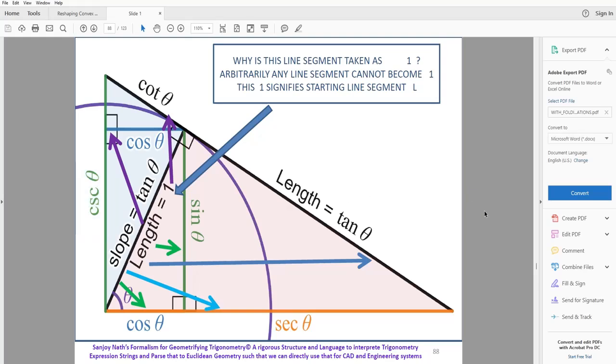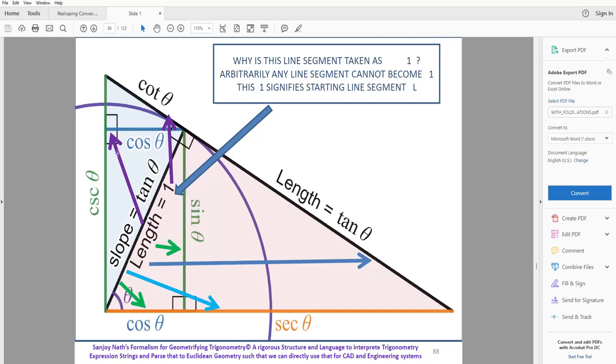This is a very important understanding: how are we consuming the line segment, taking it as the denominator and constructing what kind of line segment there. And you can see, when we are consuming L as the hypotenuse line segment and constructing the base as cos theta, automatically the complement line segment sin theta is generated.